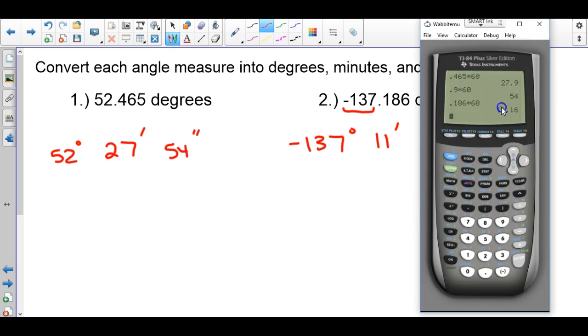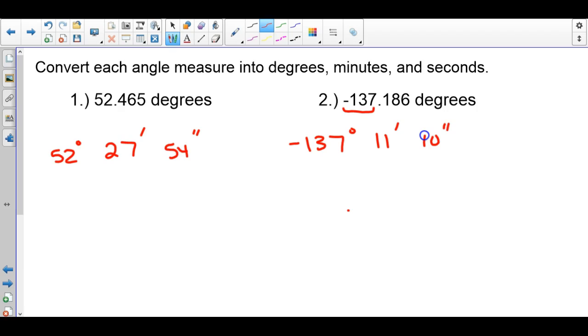And then I look at that decimal part, which is 0.16, so I'll put the 0.16 in my calculator now, and I will multiply that by 60. And that's going to tell me how many seconds. What I'm going to do here is round appropriately up or down. In this case, I'm going to round up to 10, so it would be 10 seconds. So I would say negative 137 degrees, 11 minutes, 10 seconds.